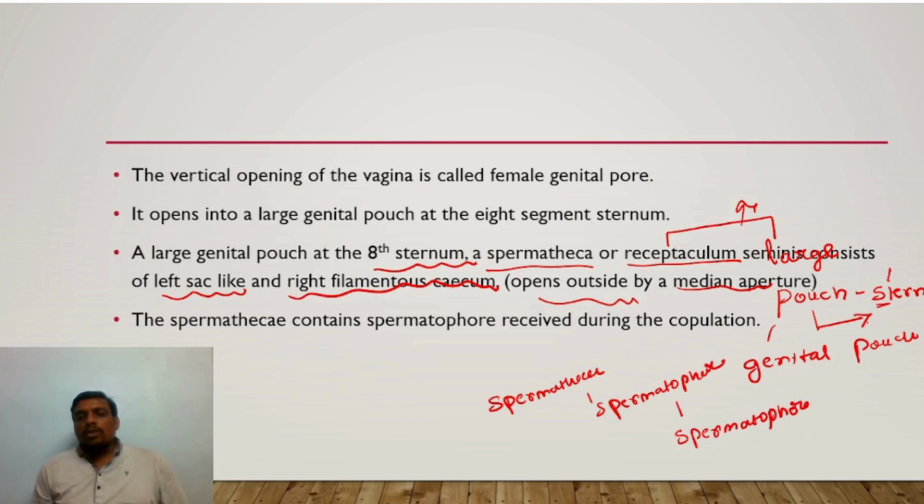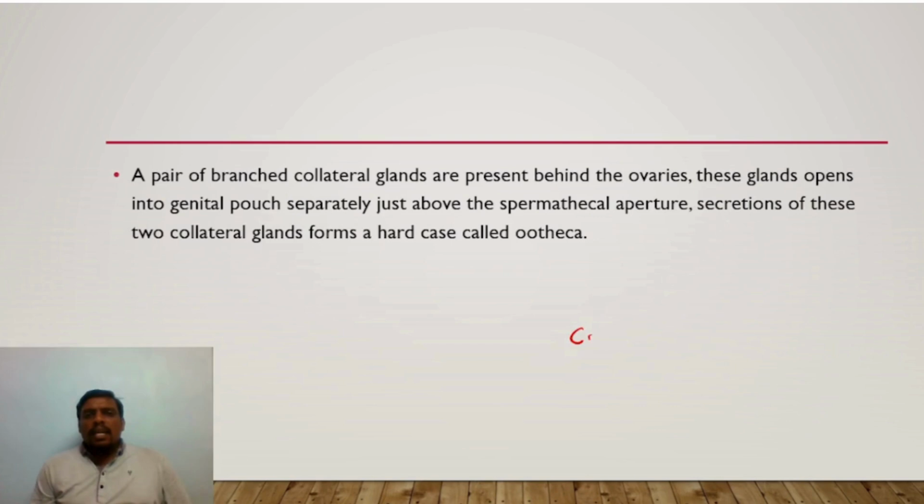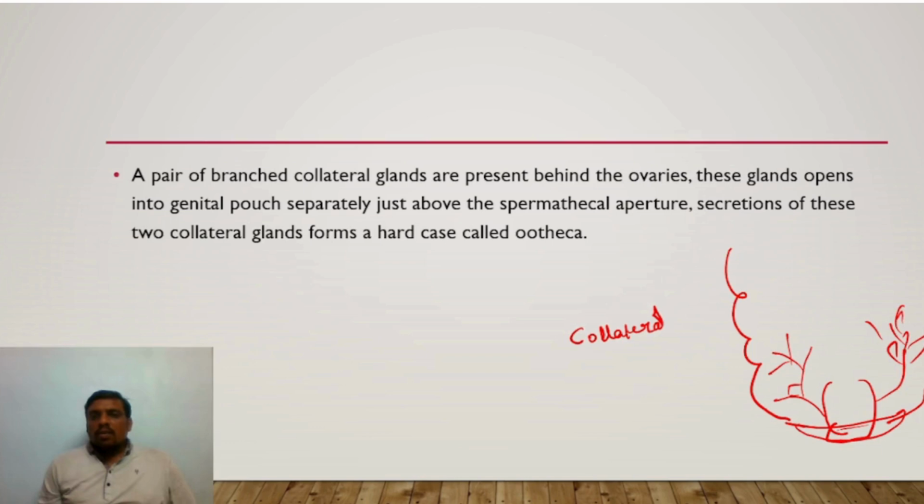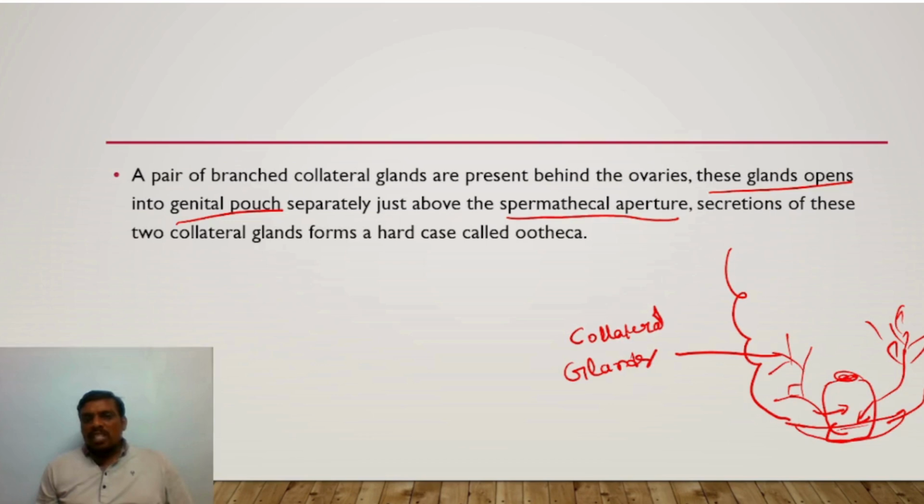Now, a pair of branched collateral glands are present. I showed you in the diagram how collateral glands are present. Let me draw the collateral glands. In the female reproductive system, this is the genital pouch. Here, a pair of collateral glands are present. The collateral glands are present behind the ovaries. These glands open separately into the genital pouch, just above the spermathecal aperture.